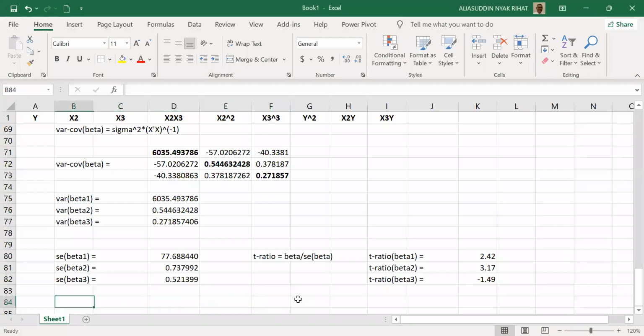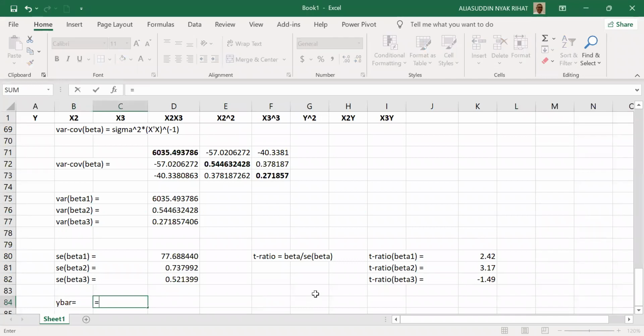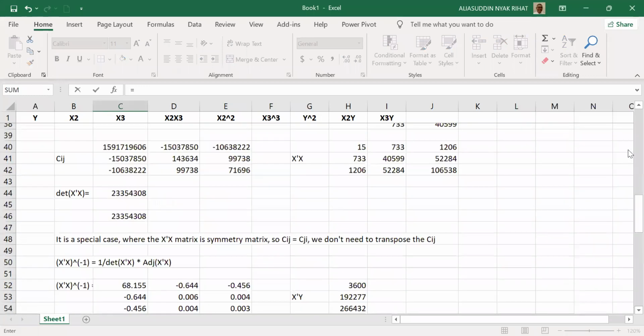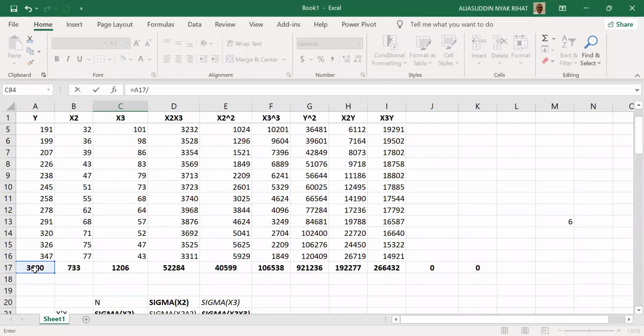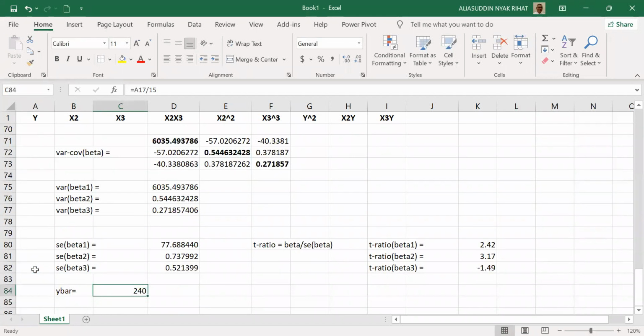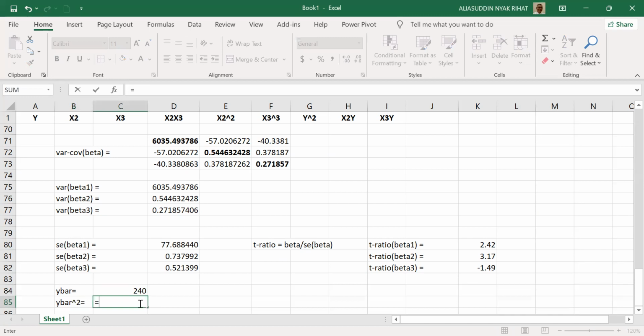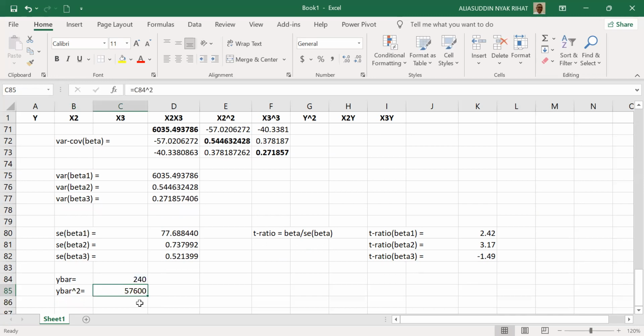Now we have to calculate y bar. Y bar is sigma y. We have already sigma y here from here, divided by the sample size. Sample size is 15. So we have here y bar. Okay, and we have to calculate its square, or y bar square. This means y bar square is equal to this one. We have to square it. This one is y bar square.